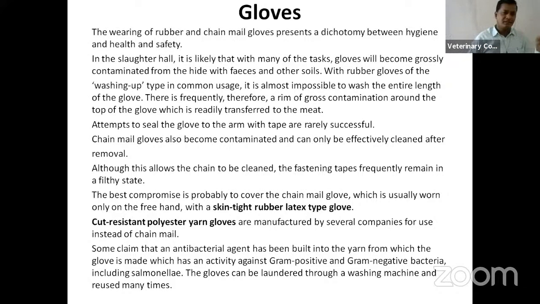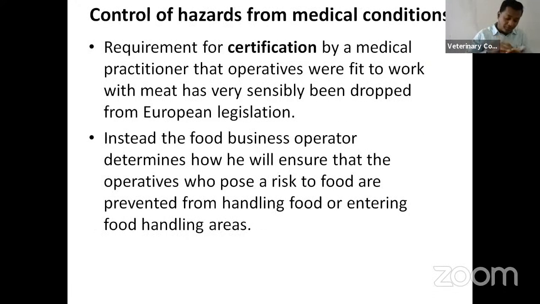So what I mean to say is there are different kinds of gloves used in the abattoir. Their hygiene is of utmost importance so that from the operative's hand through these gloves, contamination of the meat should not occur.